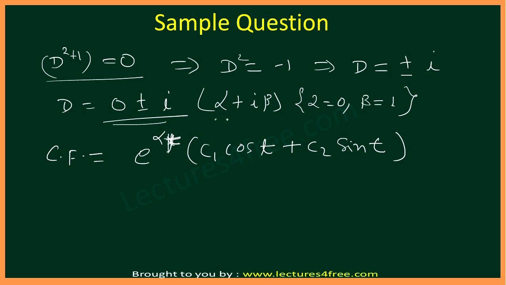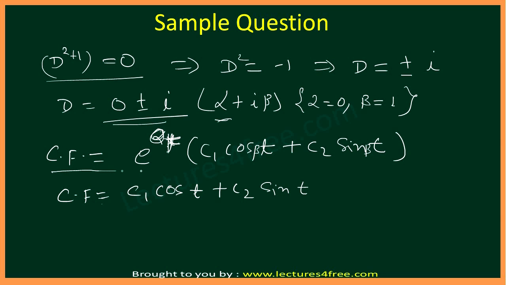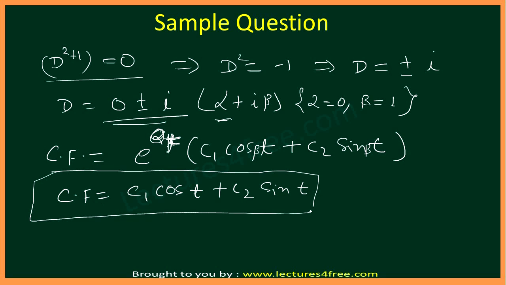Here alpha is 0, so you can write e to the power 0 into t, and beta is 1. You can write cos beta t, sin beta t, so beta equal to 1 means you write 1 here. So your complementary function will be e to the power 0, which is 1, so you can write it like c1 cos t plus c2 sin t. This is your complementary function.